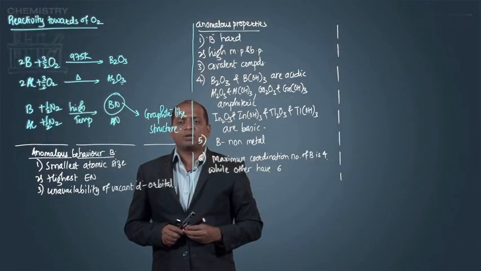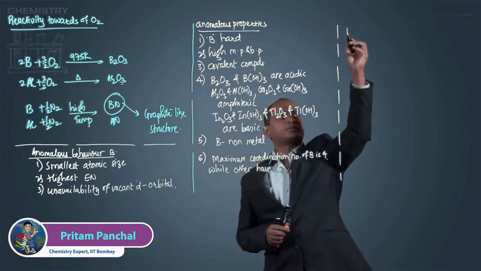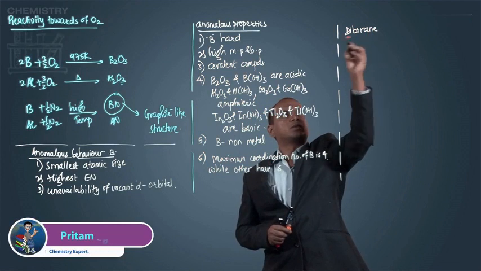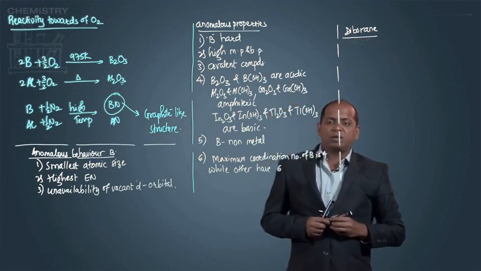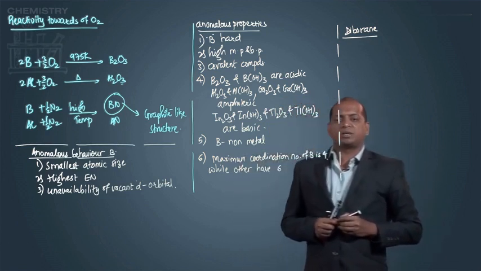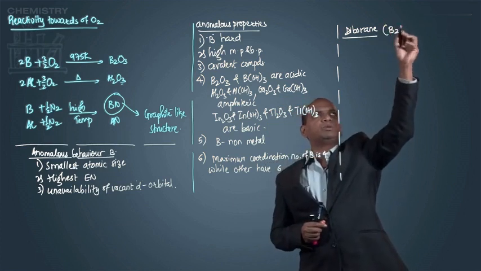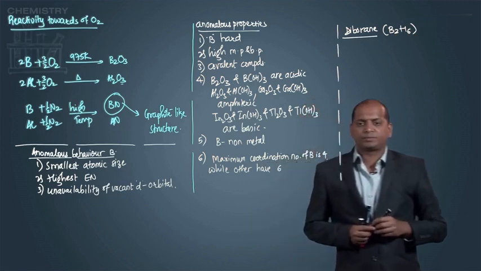The first compound which we are going to discuss is diborane. There are various kinds of boranes. They may have a formula BnHn+4 or BnHn+6. The famous one which we are going to discuss is B2H6, that is diborane.